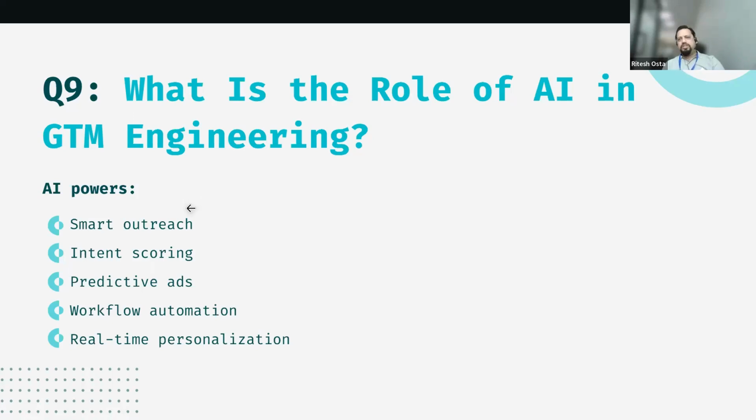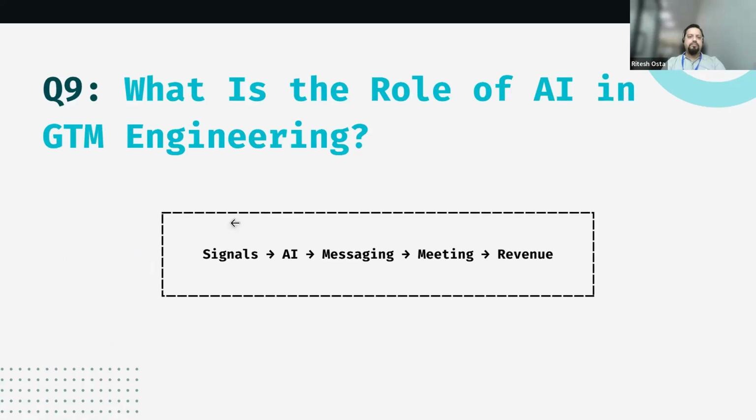We don't have to do that now. We can just tell AI to learn and take the decisions, right? AI will take very quick decisions. So the scoring is now automated. The ads are now automated. The workflow automation is also automated. Personalization can also be automated. So AI is playing a role in all the layers of GTM engineering. It's everywhere. AI is helping with signals, messaging, revenue, and everything in between.